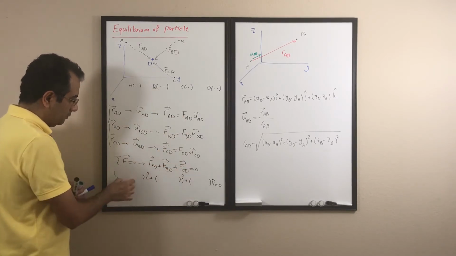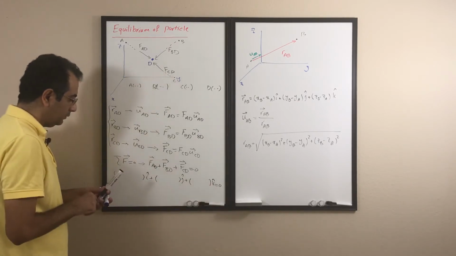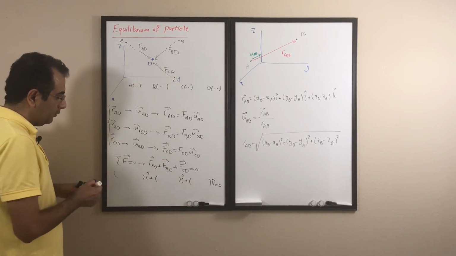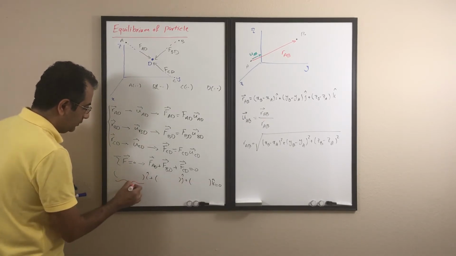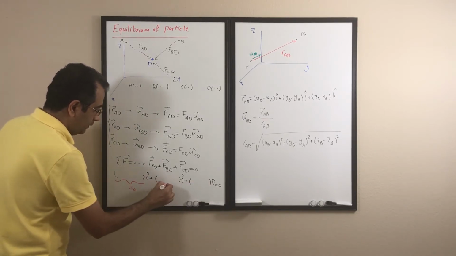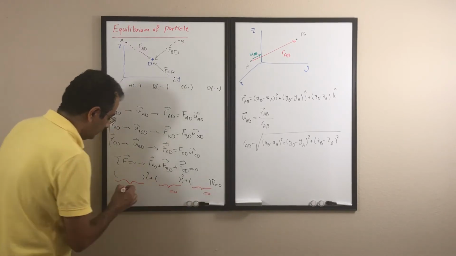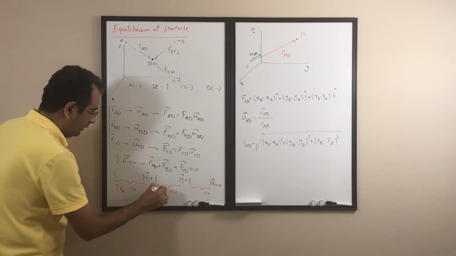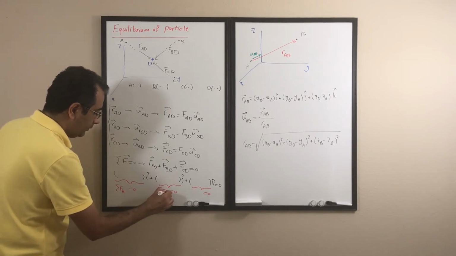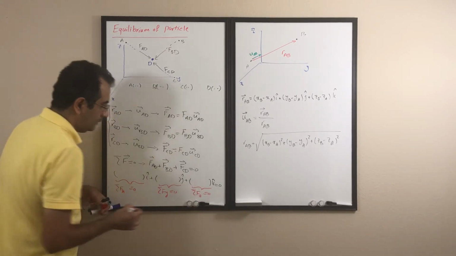So you write it like that, then just simply add them together. After you add them together, put all the I components, all the J components, and all the K components together. For this to be 0, this should be 0, this should also be 0, and this should be 0. In other words, this first one is sigma Fx is 0, this one is sigma Fy is 0, and this one is sigma Fz is 0.